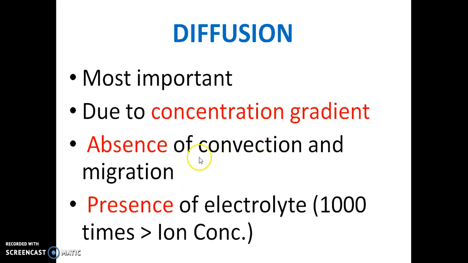And the most important phenomenon in the mass transport is diffusion. This is taking place due to the concentration gradient. In the absence of convection and migration, diffusion takes place. That means the highly concentrated ions transfer from the highly concentrated part to the lowest concentrated part of the solution.